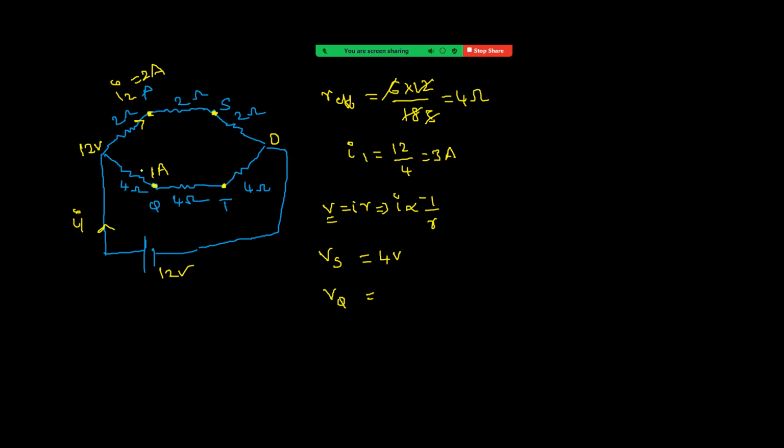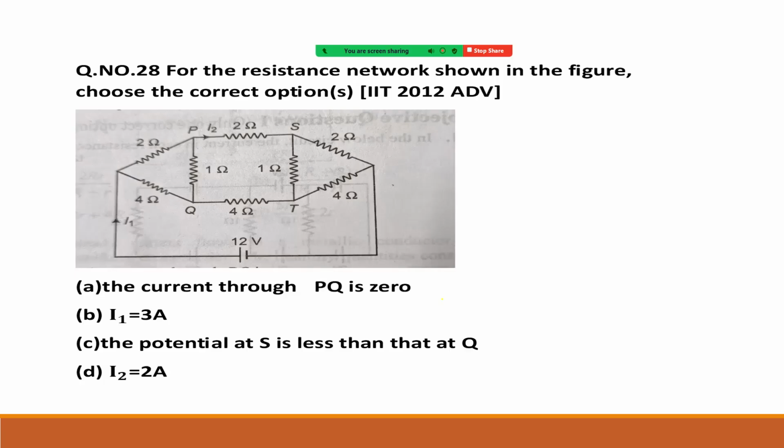So potential decreases by 4. So at Q, it is 12 minus 4, that is 8. So it is given that potential at S is less than that at Q. So option C is also correct. That means the correct options are A, B, C and D.